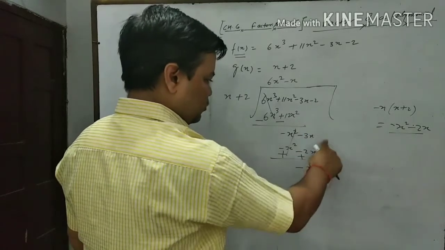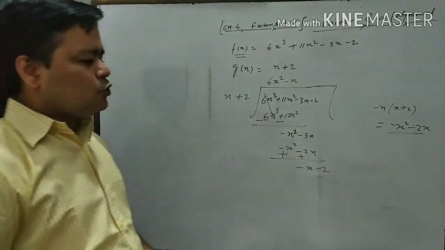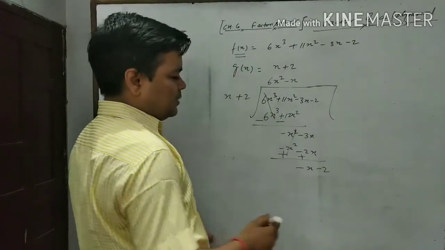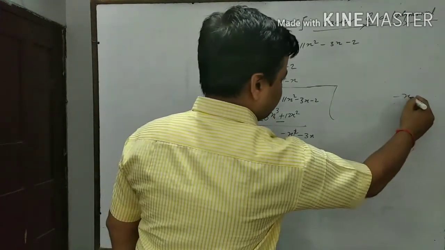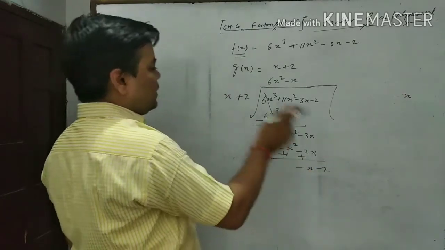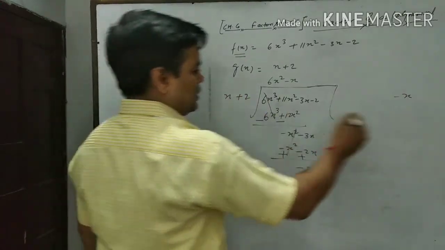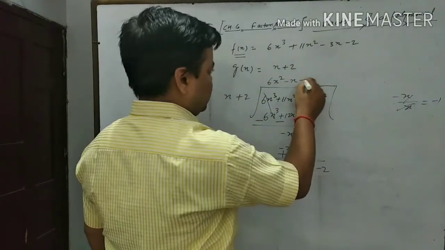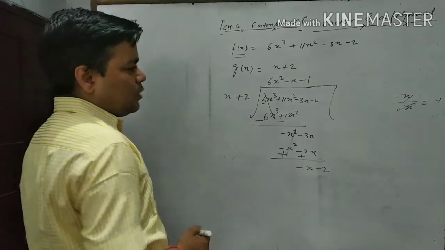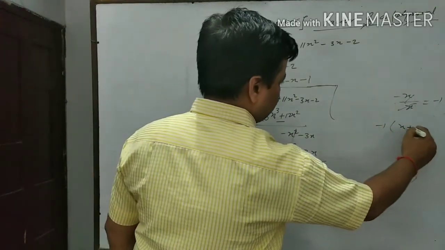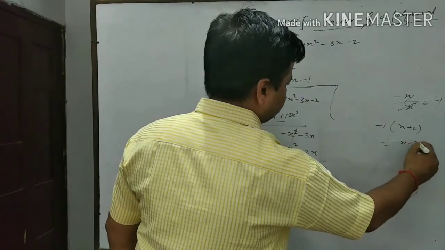Remove this. Minus 2. Again we repeat the same process. What we do? We take the first term of this, that is minus x, and the first term of the divisor, that is x. Here x and x cancel, its value will be minus 1. Now this minus 1 multiply to x plus 2, it will be minus x minus 2.